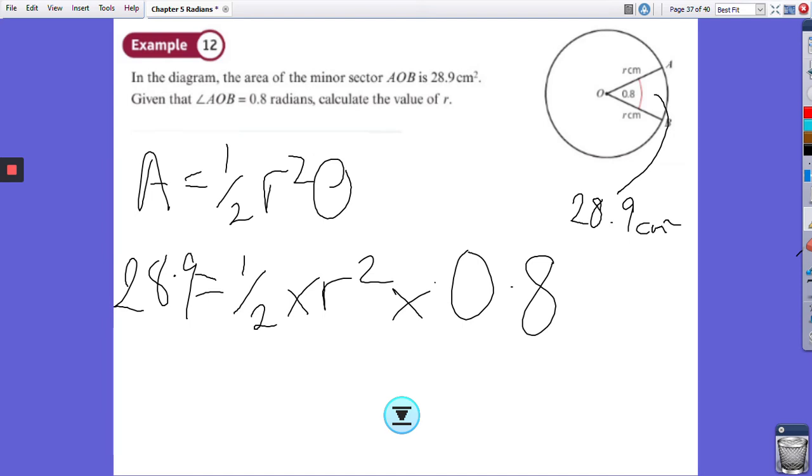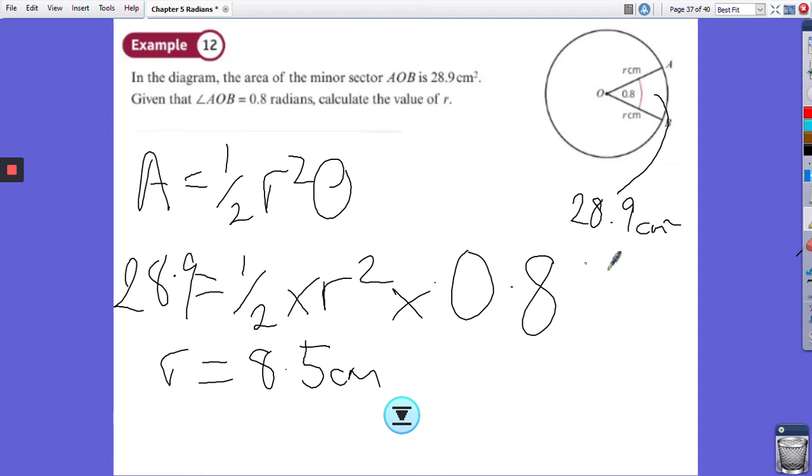All you need to do now is take that 28.9, multiply it by 2, divide it by 0.8, square root, and if you do that, you get r equals 8.5 centimeters. So we got there, and it is just another rearranging question. I hope very straightforward. Right, next example.